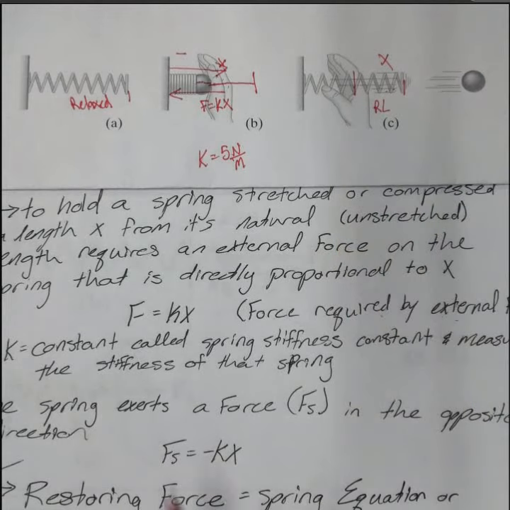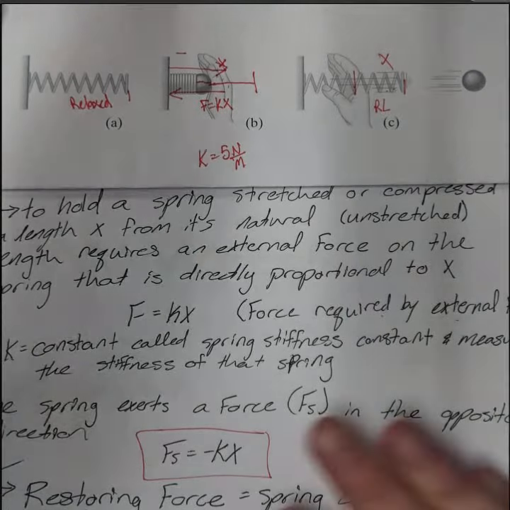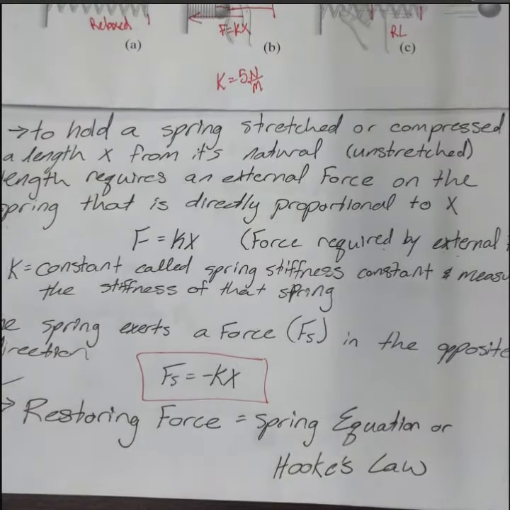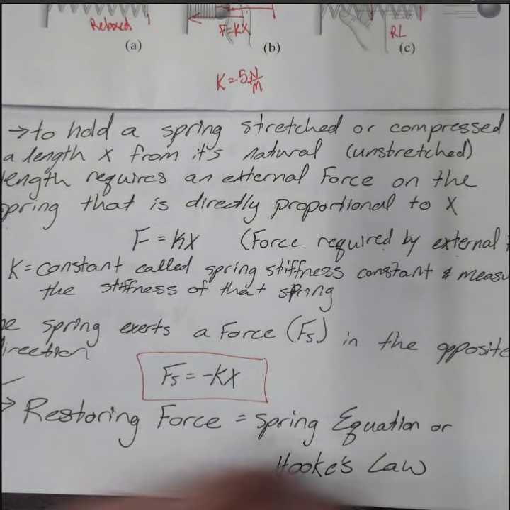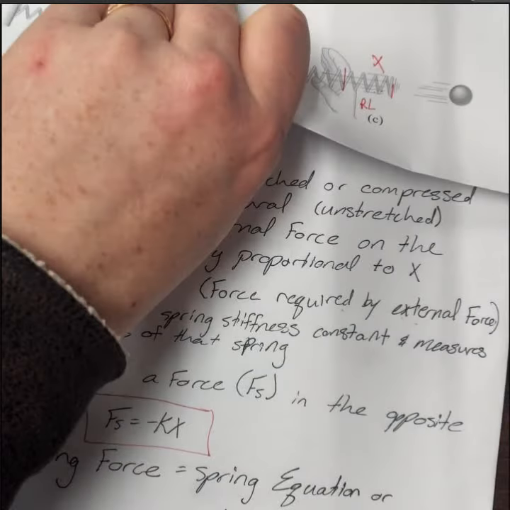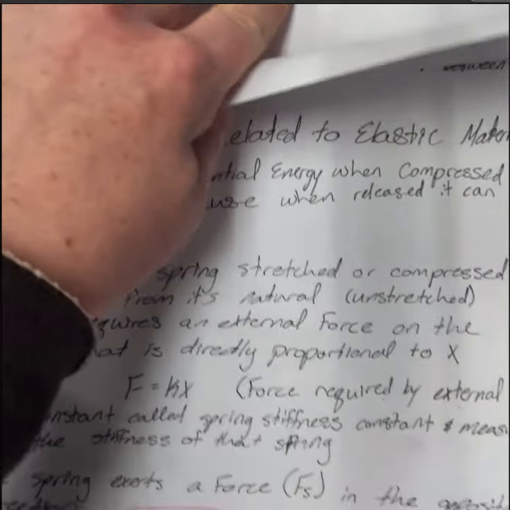And this equation right here is called the restoring force, or spring equation, and it's given the name Hooke's law. Hooke's law was developed by Hooke. Isaac Newton absolutely despised Hooke and spent a lot of his time trying to discredit the man. A lot of people think it's because Hooke was a little bit of a homely looking fella.